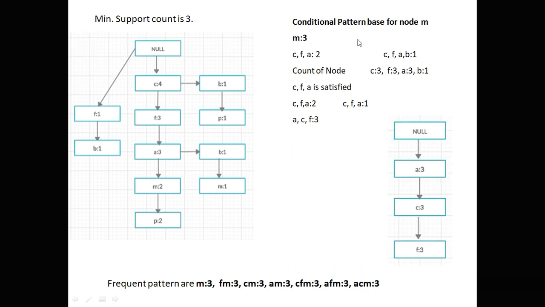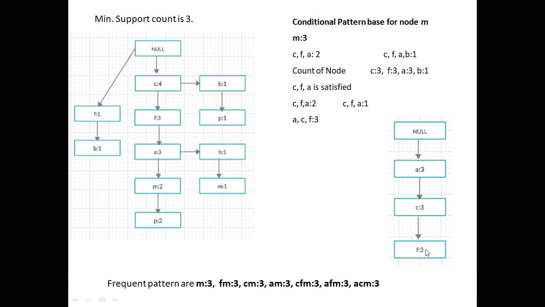Next, we take the conditional pattern base for node M. We check the ancestors of M: CFA with 2 and CFAB with 1. Count the nodes: C, F, A, all three are satisfied. Here, because all support counts are the same, we can take any priority, so ACF3. We generate the frequent pattern tree with ACF3, so we get A3, C3, F3, and below that M with 3 is present.